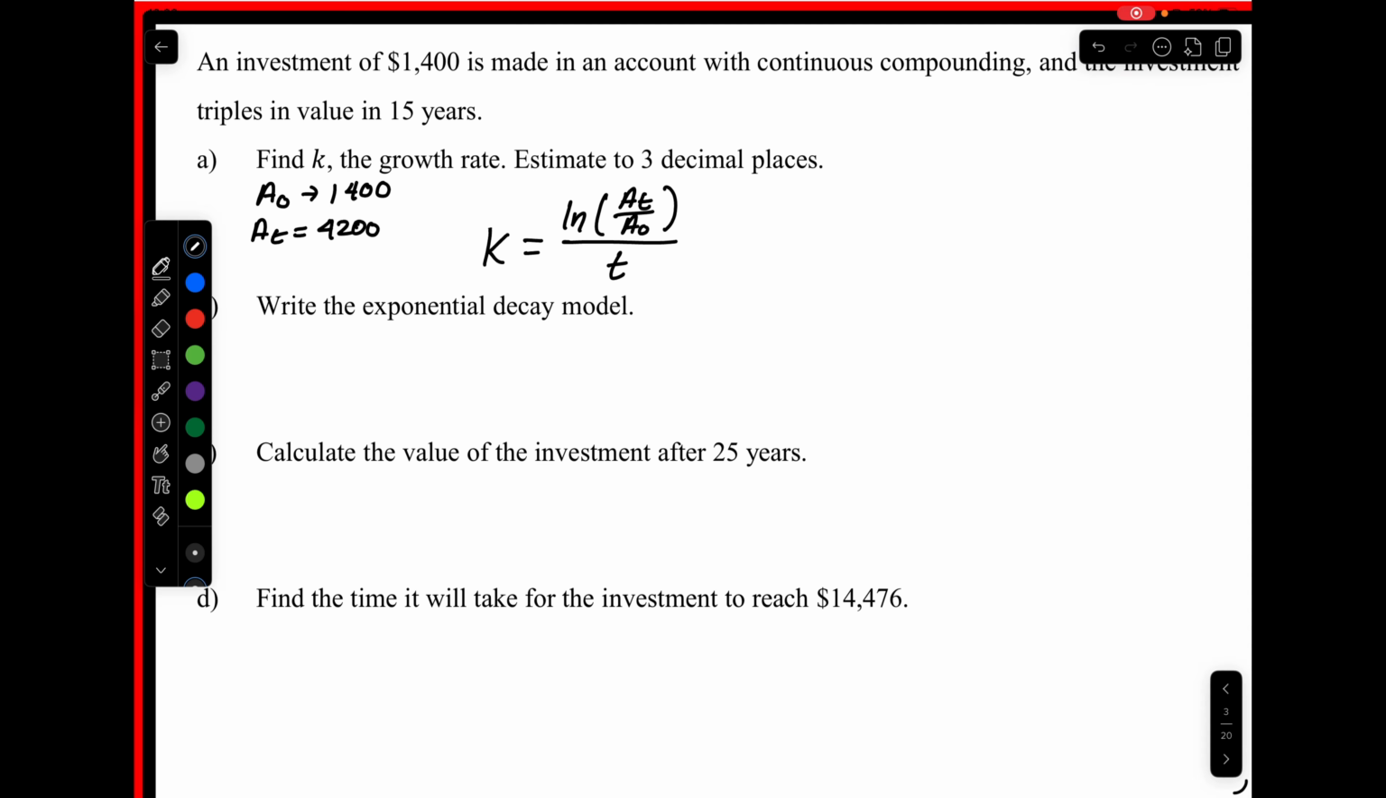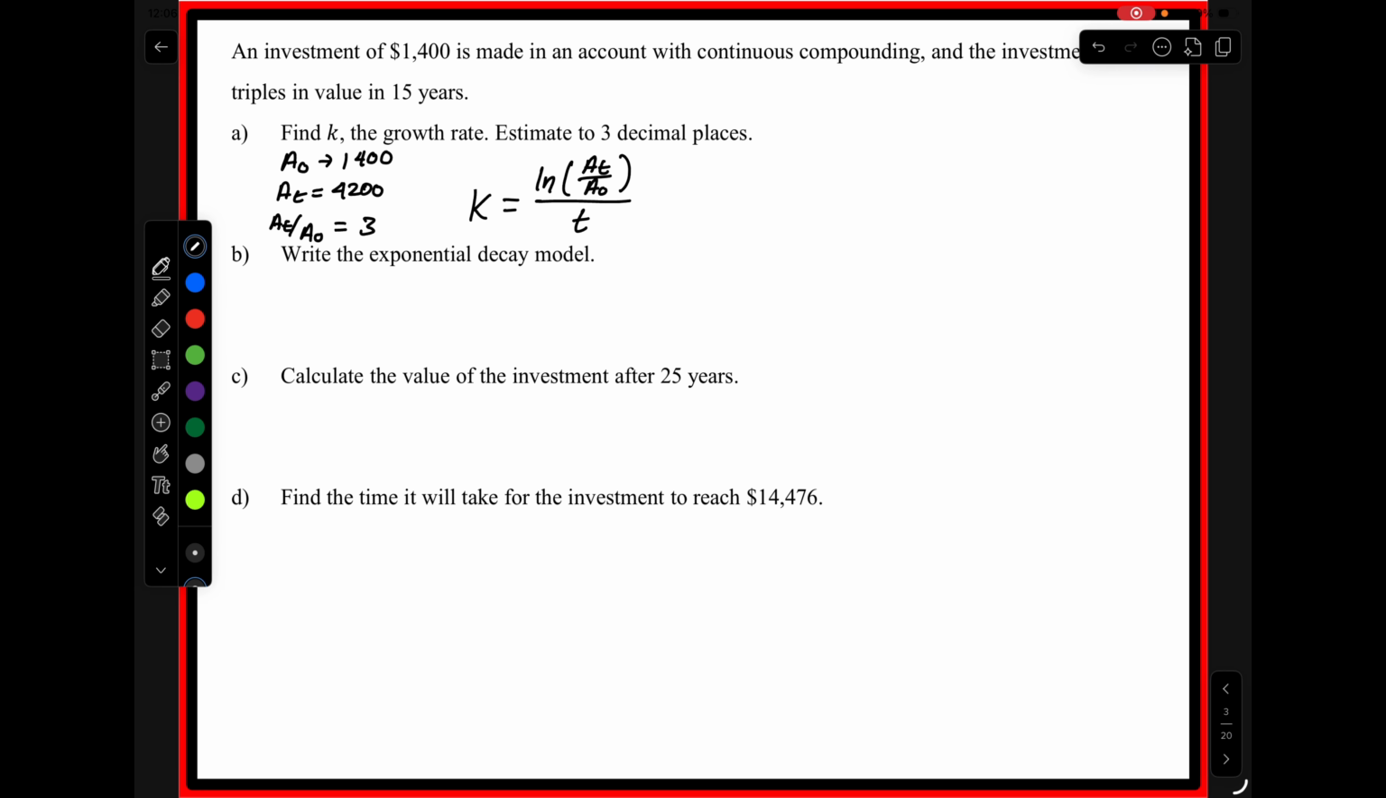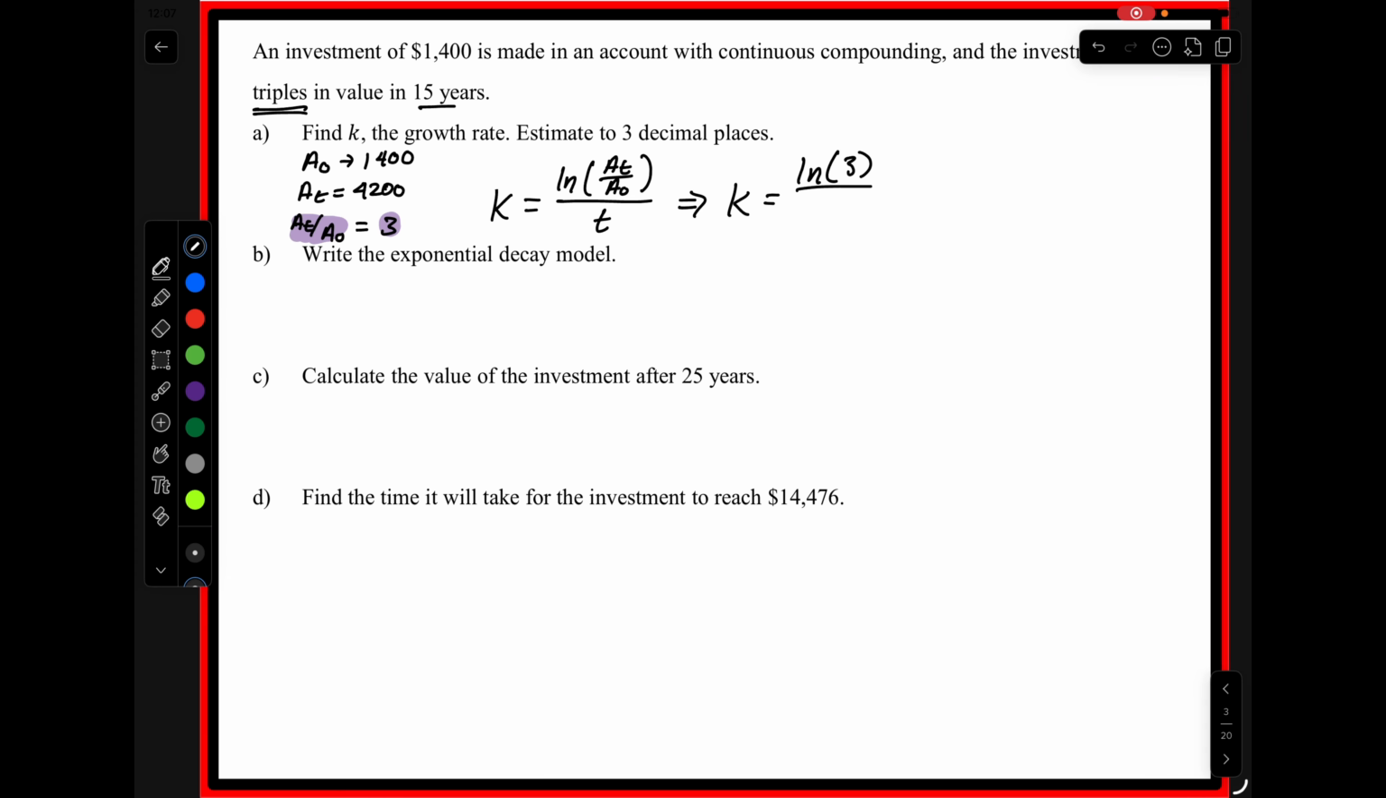So when I divide these two, A of t divided by A of 0, that ratio is going to simplify to 3, which is given right there. So we didn't have to do this math. Just by knowing that it's going to triple, this ratio of A of t over the initial amount is going to equal 3. So K will equal the natural log of 3 divided by the time it takes to triple, which is 15 years.